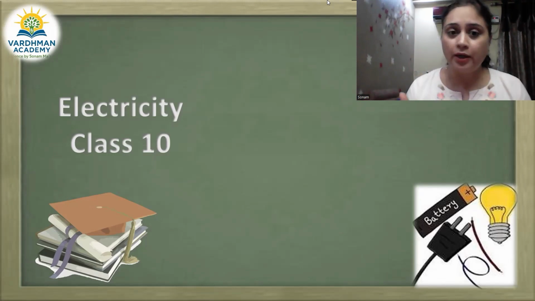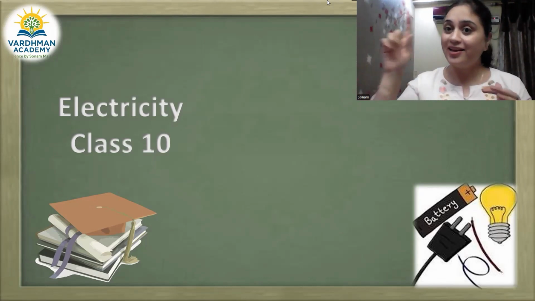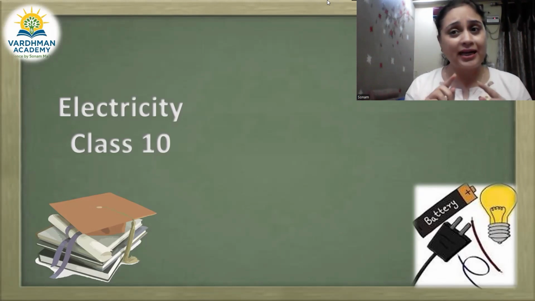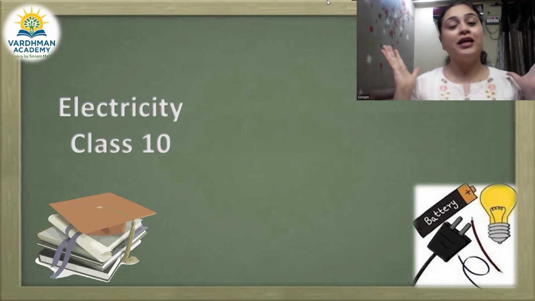But have you ever wondered what exactly electricity is? How does it travel through wires and reach your home? What exactly happens? The bulb glows instantly when you turn on the switch. So this is what we are going to find out in the whole chapter.